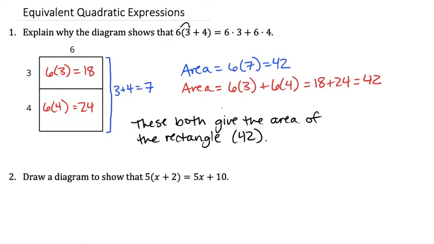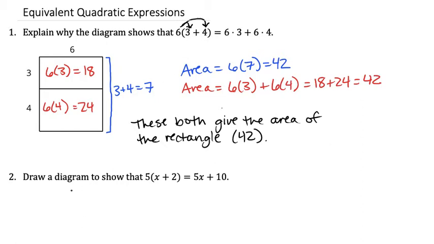You might remember using the distributive property. That's basically what this is saying. When you use the distributive property, you multiply whatever's on the outside of parentheses by each term inside of the parentheses. So we multiply the 6 here by the 3 and by the 4.